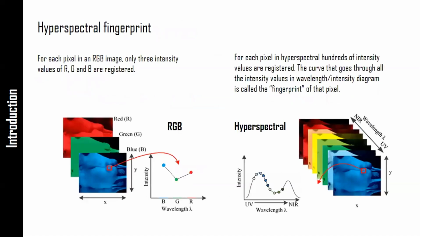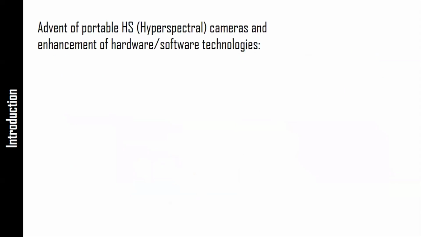Consequently, for each RGB image, in each pixel, we have only 3 values. And as you see on the left, these 3 values could be graphed on an intensity wavelength diagram. But for a hyperspectral image, we have way more values for each pixel. As you see on the right, in the wavelength intensity values, we have a continuity of points which adds up to hundreds of points, and so we can make a graph out of these points. This graph is called a fingerprint and is specific for each pixel.